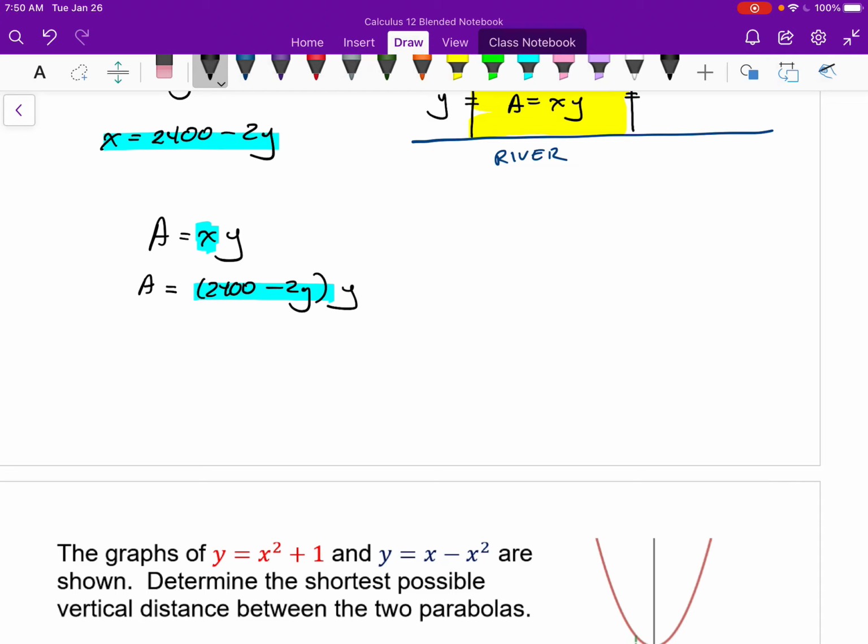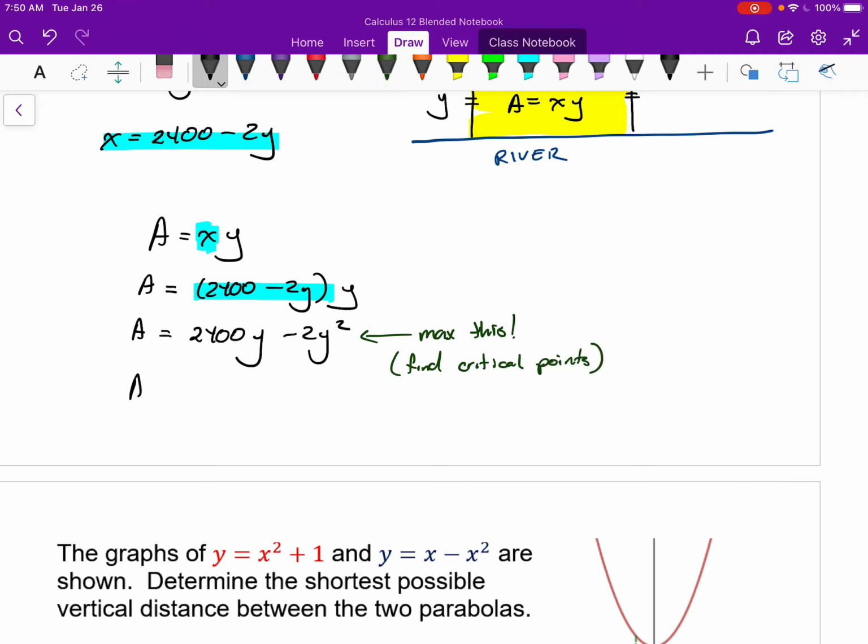So I want to differentiate this. Now in this case, well, it's not terribly hard to differentiate this as is. It's a bit easier if I distribute the y and write it like this, write it as 2,400y minus 2y squared. So there's function A. Nice, easy function, one of those rare functions at this point that we can differentiate without using really any of the chain rule or product rule or something. So we want to maximize this. So we want to find critical numbers or find critical points. And so derivative nice and easy. 2,400 minus 4y.